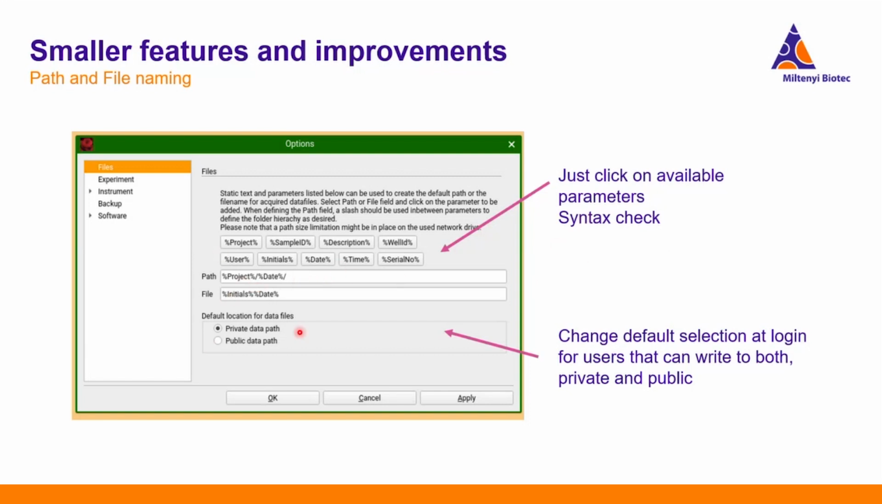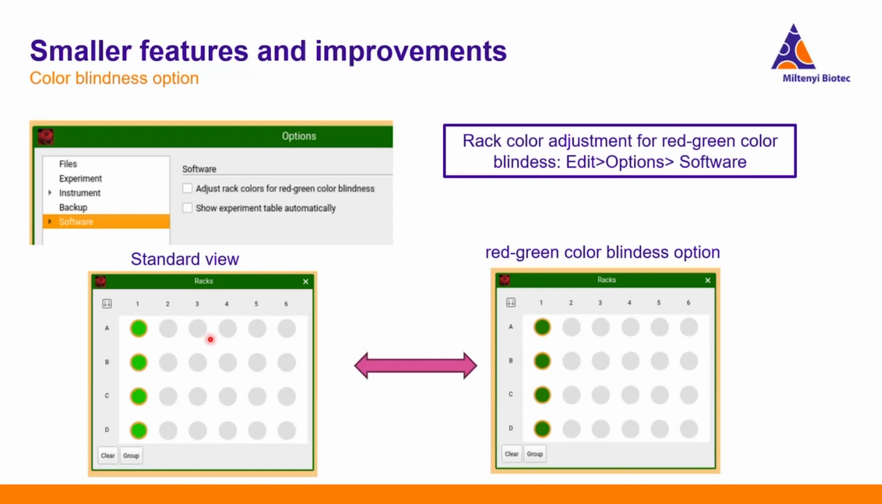And another smaller thing you have here, if you are a user which can do both, save your data into your MQD files into public and private, here you can choose what is the default when you log in. I would say this is a bit of a minor change. The red-green color blindness option is back. You can find it again under options because this is something every user can do. So under options, software, adjust for red-green color blindness, and then it swaps from the standard to this modified view.